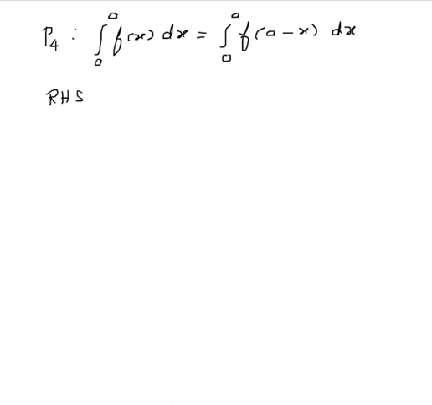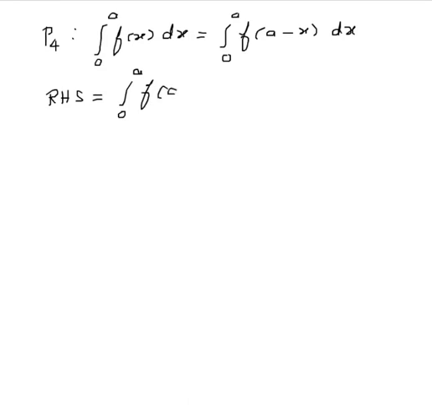Next, property 4. Integral 0 to a f of x dx is equal to integral 0 to a f of a minus x dx. This property is one particular case of the previous one. So same method we are going to use to prove this, and the proofs of these two properties are important. They have been asked in the board exam.